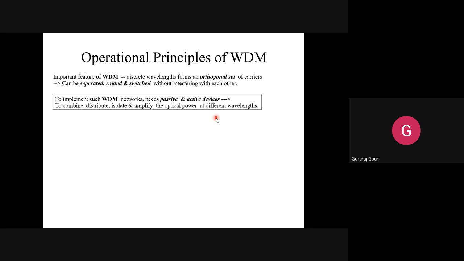So these devices we need because in order to circumvent with these all the functions of WDM that we want to implement it. We want to combine, multiplex, distribute, route and switch it. We want to amplify it all the way from transmitter to receiver as a router or repeater, and we want to isolate it, and we have to separate it. So we need the devices here.